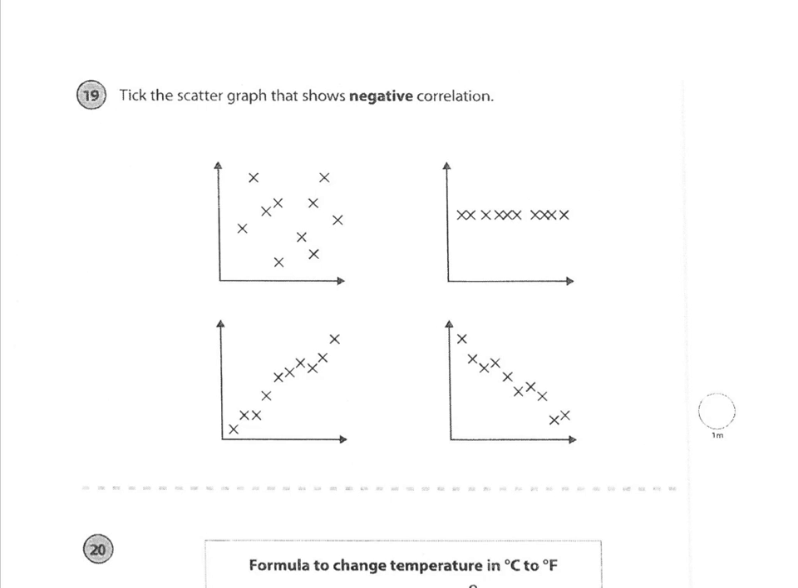Take the scatter diagram that shows a negative correlation. Negative correlations generally slope downhill as we move from left to right in the graph, so that means it's the bottom right.